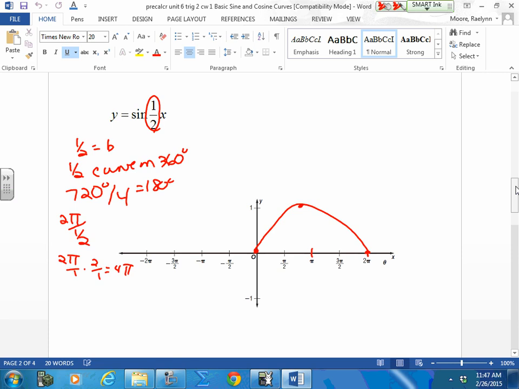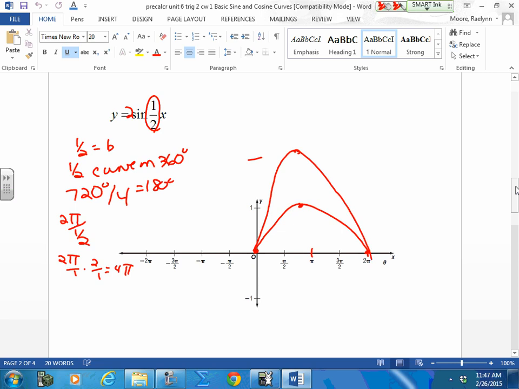So we're looking at your frequency, and we're adjusting how many curves in 360. Now your amplitude, that can go along with anything that we do. If we put a 2 here, we just multiply everything by 2. Instead of being at the 1, it's at the 2. And the zeros will stay the zeros. It just will go like this.